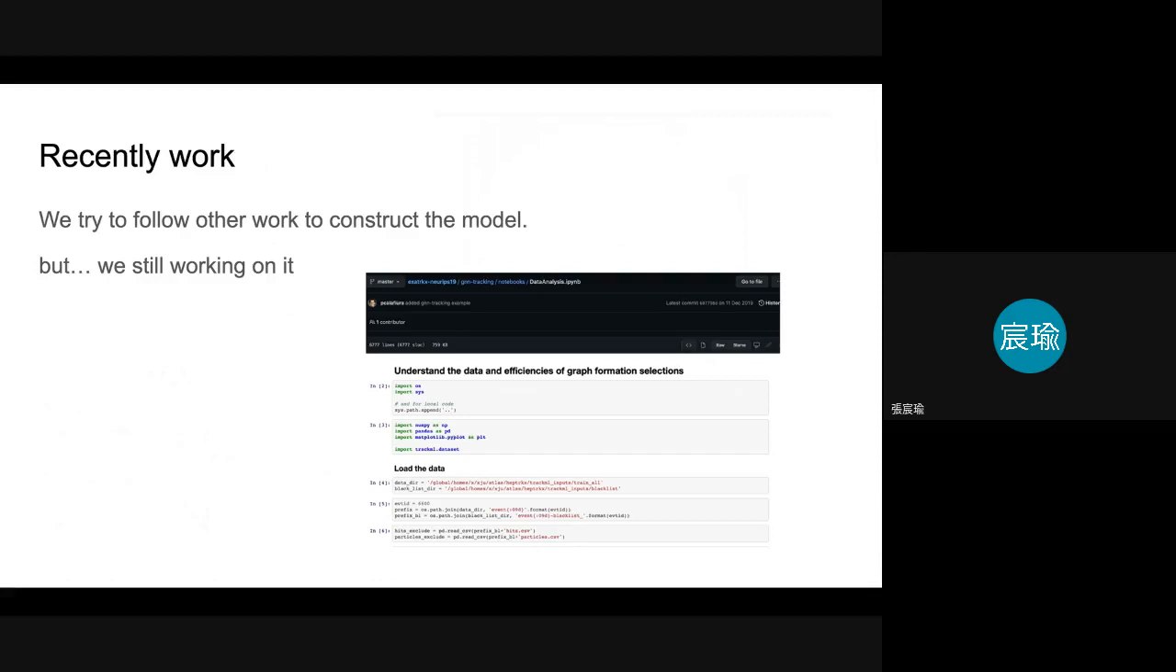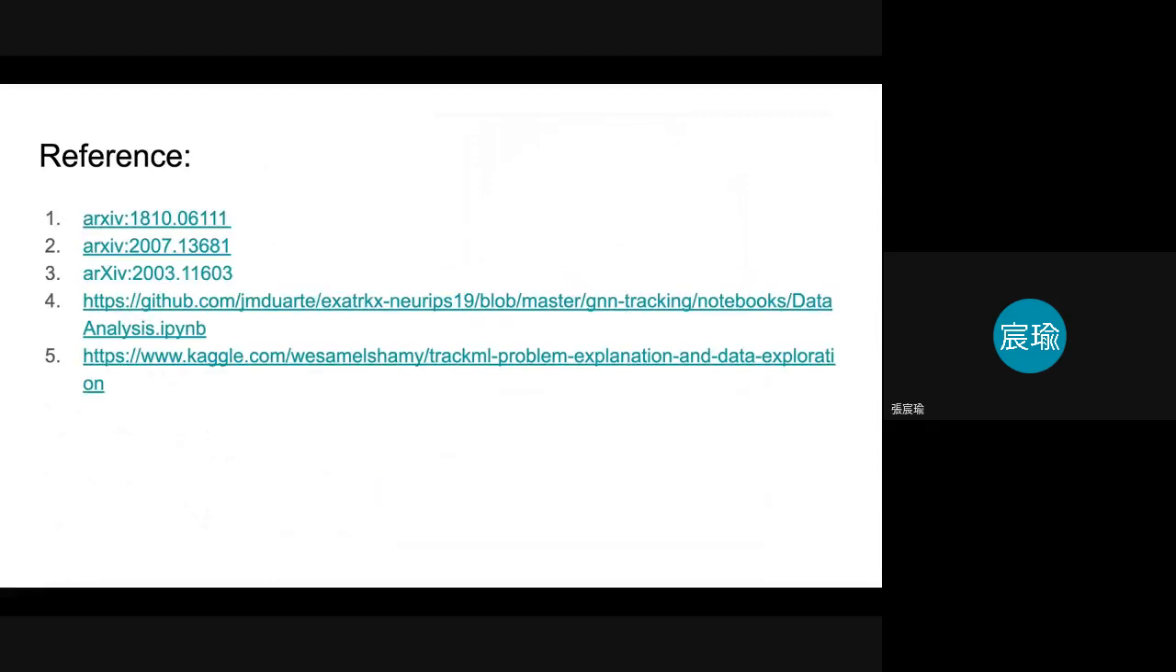And we try to follow others' projects to construct a GNN model, but we haven't finished. Okay, this is it. Thanks. Questions or comments?